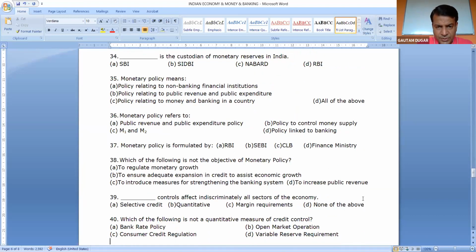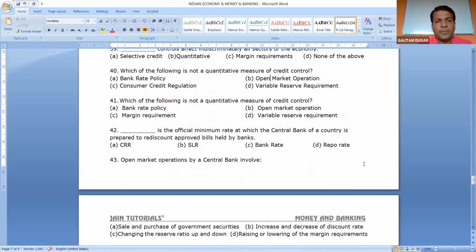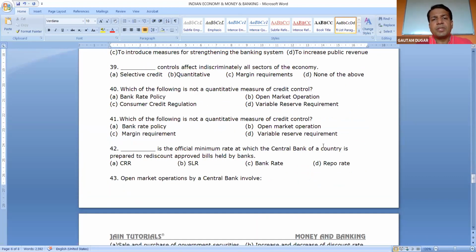Just a few more questions. Come on to 39. Dash controls affect indiscriminately all sectors of the economy. Now let me see if you can answer this one. Dash controls affect. I'm talking of question number 39. Yes, that's a good answer. Quantitative controls affect indiscriminately all sectors of the economy.